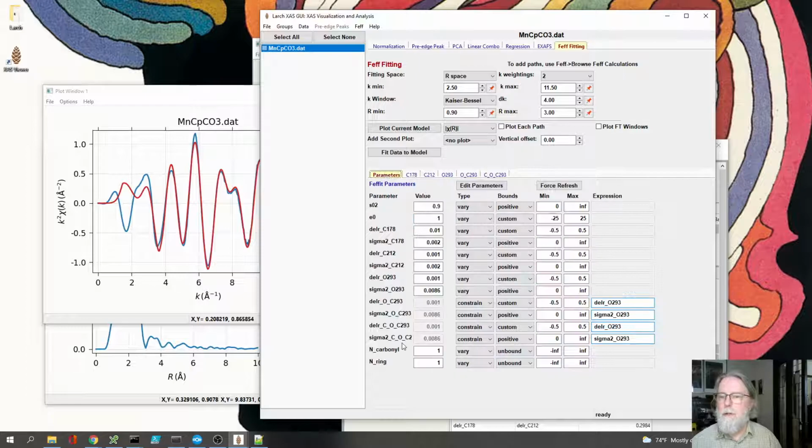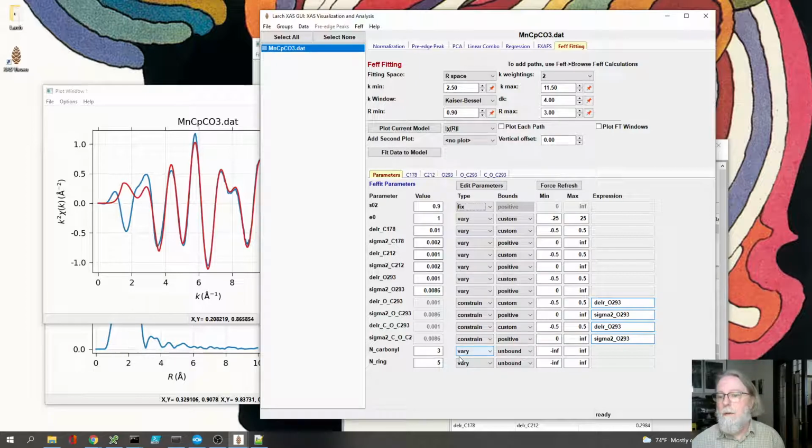And now we'll go to our parameters page, and the carbonyl should be 3, and the ring should be 5. And we're going to then set S0 squared to not 0.9. Now we know this is going to work, but that'll give us some idea of the relative uncertainties in the coordination numbers for those two paths.